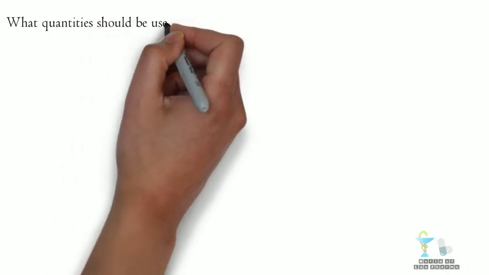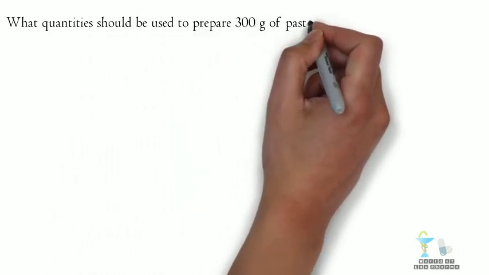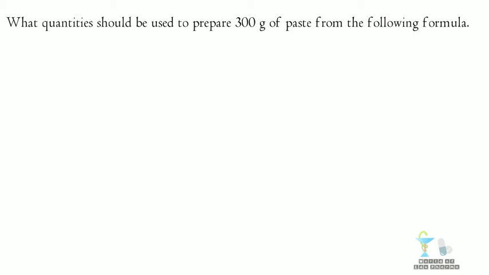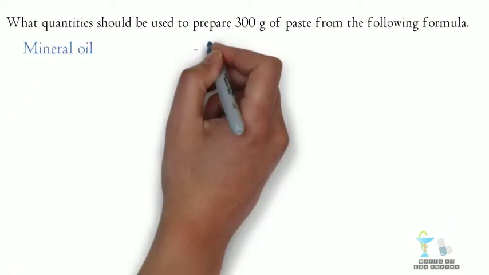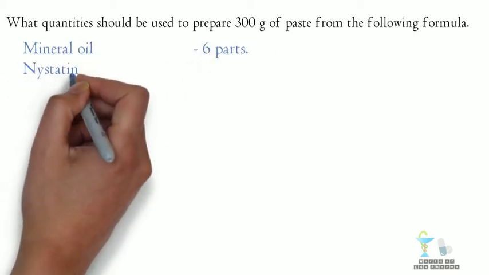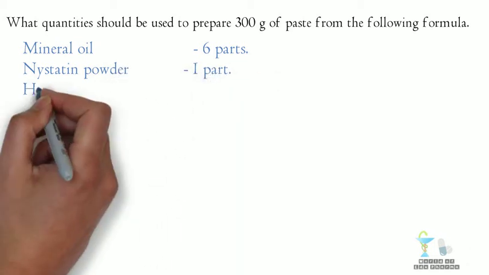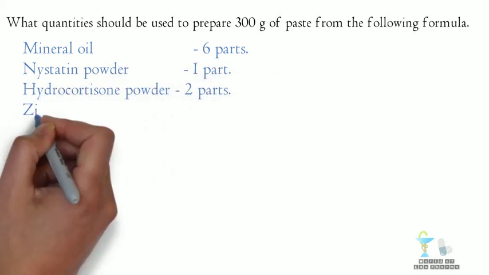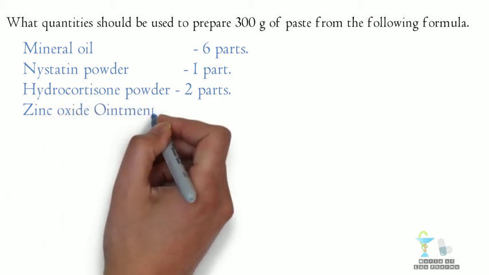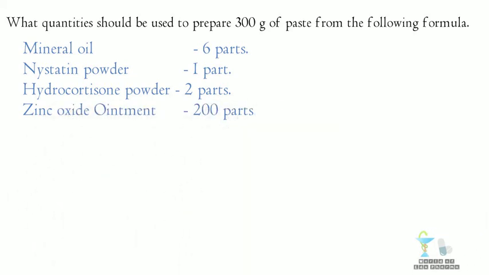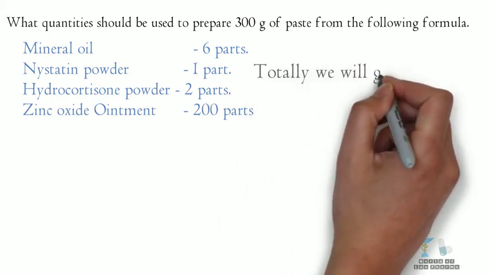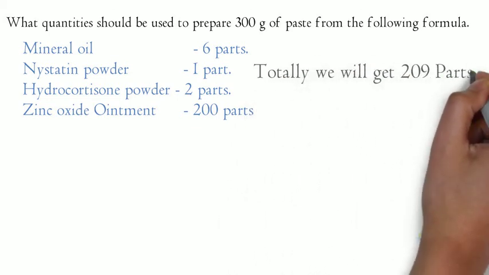What quantities should be used to prepare 300 g of paste from the following formula? Mineral oil, 6 parts. Nystatin powder 1 part. Hydrocortisone powder 2 parts. Zinc oxide ointment, 200 parts. First, we have to add up all the parts. Totally we will get 209 parts.